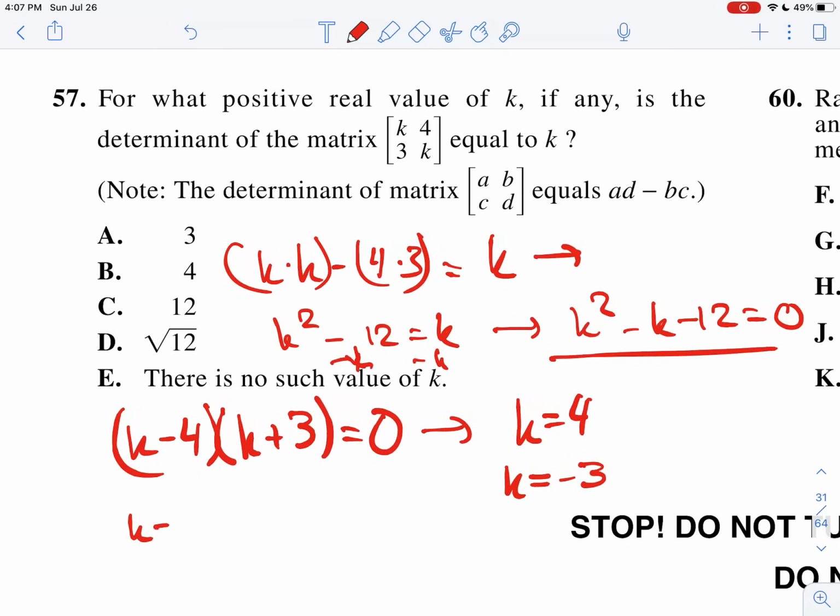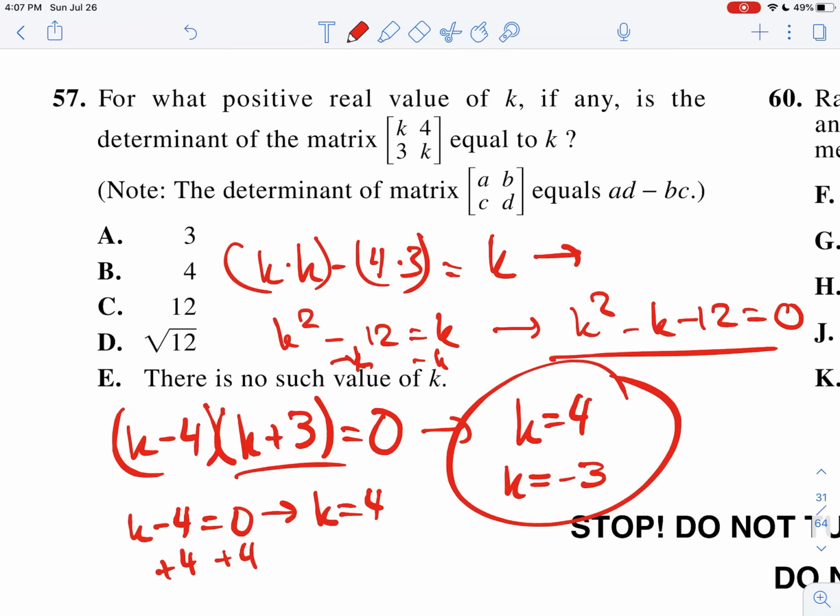Because you do k minus 4 equals 0, and so you get k equals 4 if you add 4 on both sides. You do the same thing with k plus 3. So these are your answers. These are the possible values for k that give you the value that you're looking for in this scenario. So you get 4. 57 is B.